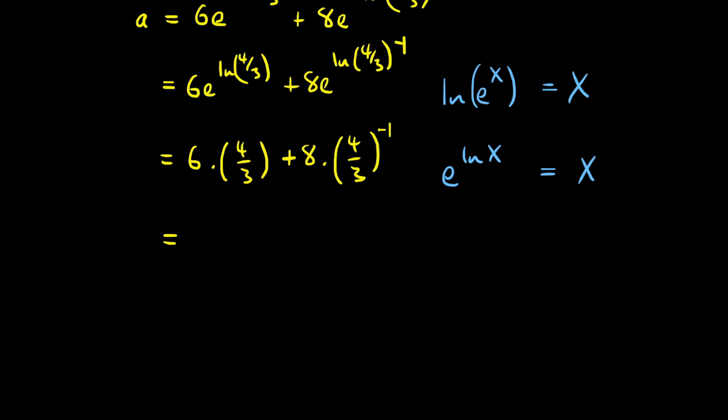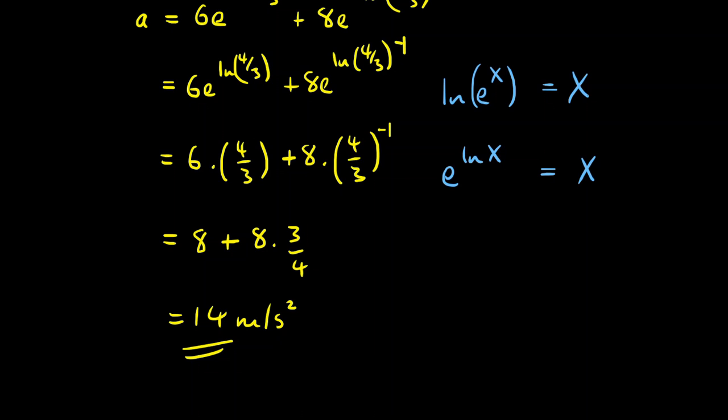So 6 divided by 3 is 2, and 2 times 4 is 8. Then I've got to deal with this thing here, right? If I've got 4 upon 3 to the power of -1, what happens is that the fraction flips. So that becomes 3 upon 4. And 8 divided by 4 is 2. 2 times 3 is 6. And we've got 8 plus 6 is 14. So the acceleration there should be 14 meters per second squared.